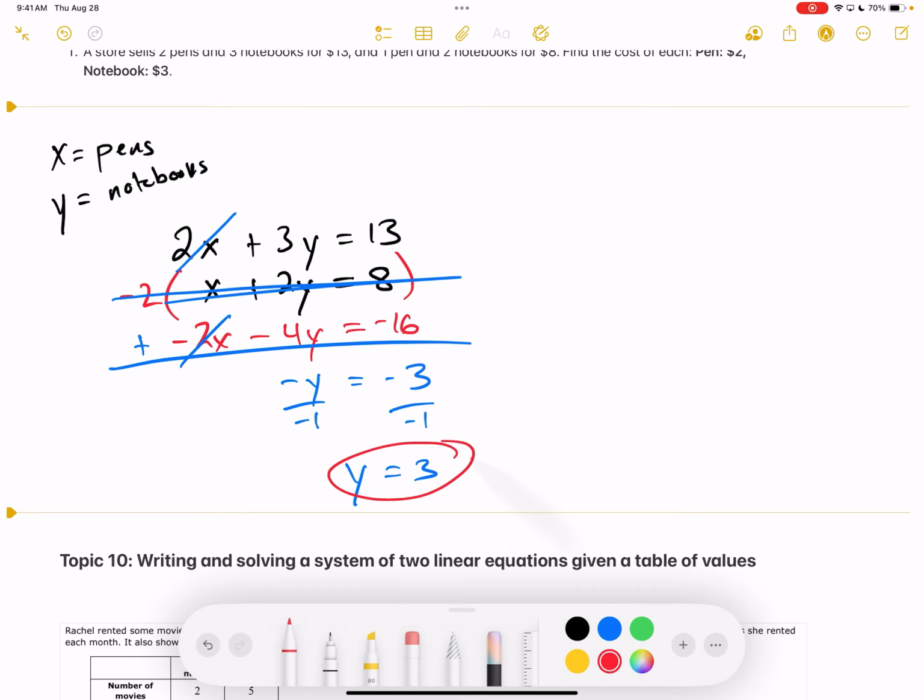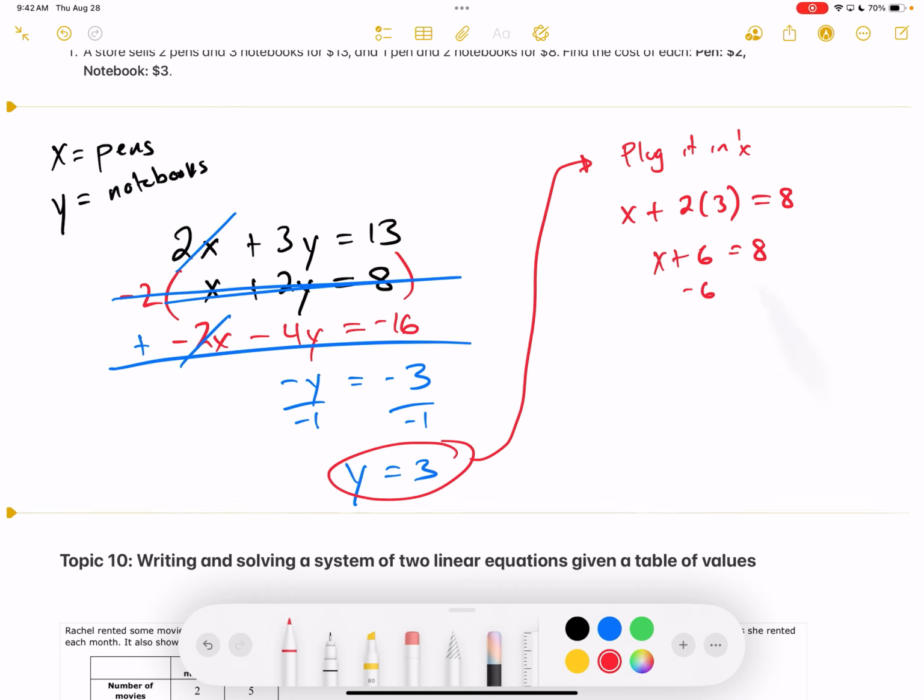So now, again, that's my notebook cost, so we have to find the pen cost by plugging it in. I'm going to plug it into that one I crossed out, actually. x plus 2 times 3 equals 8. So x plus 6 equals 8. Subtract 6, and x is 2. So my pens are $2, and my notebooks were $3 each.